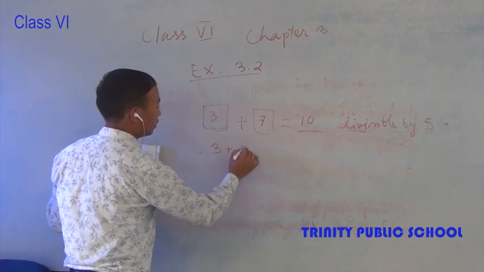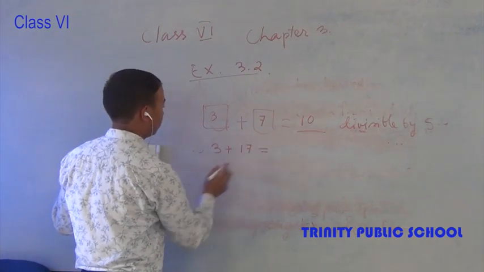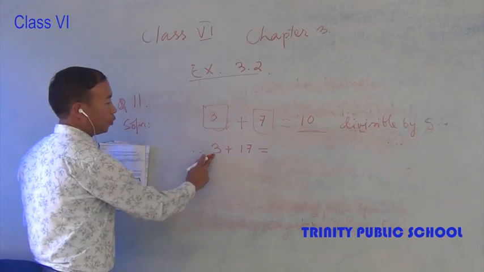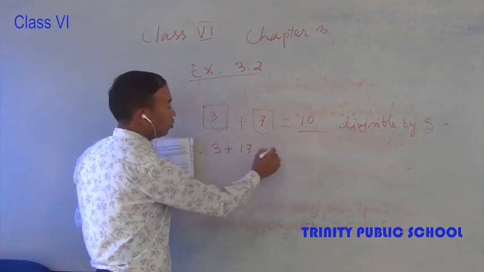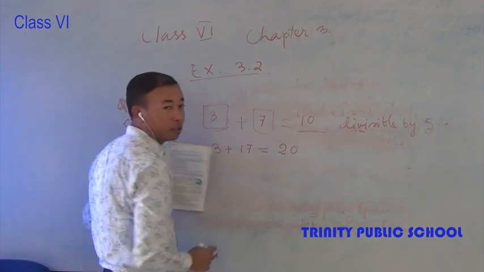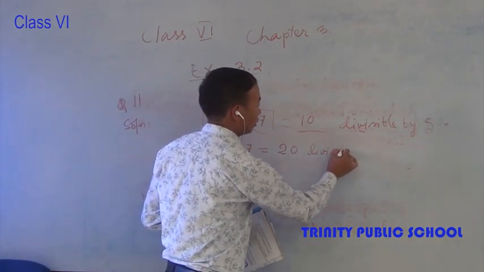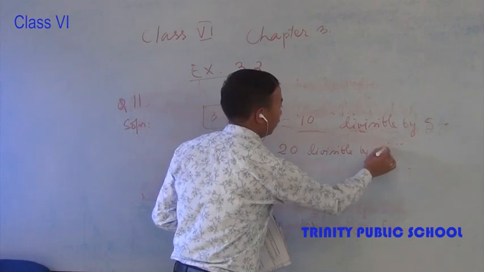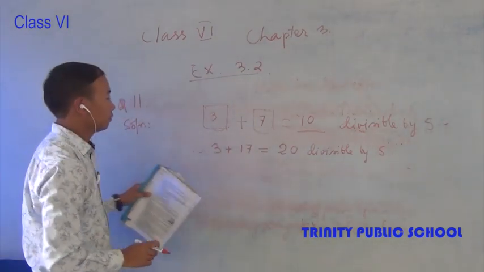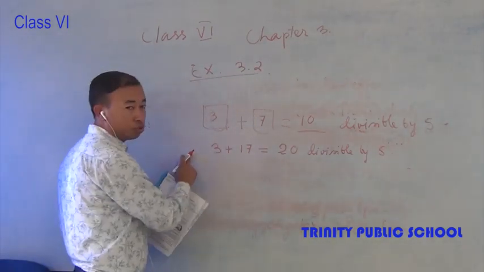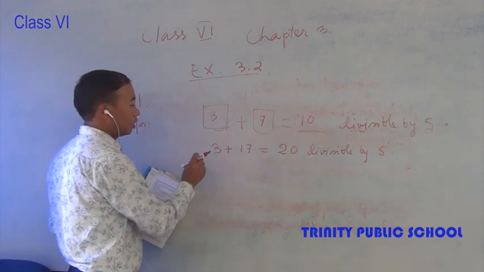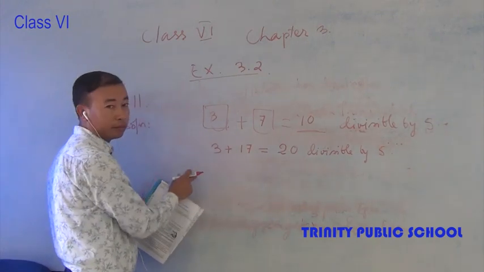3 plus 17. We get 3 plus 17 equal to 20, which is divisible by 5. You cannot choose any number. You have to choose prime numbers.